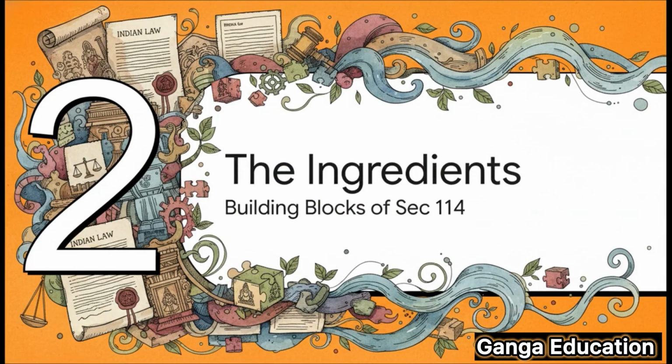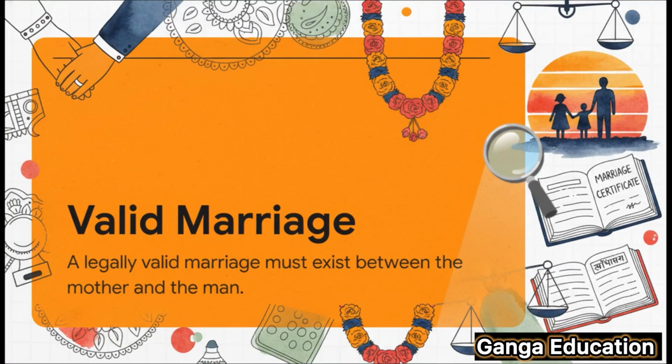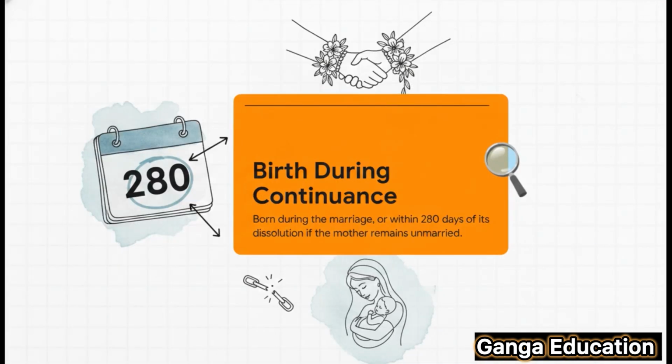So, now that we've got the basic idea, let's take it apart. We're going to deconstruct this section into its essential ingredients to see exactly how it's built. First up, and this is the most important starting point, is a valid marriage. इसका मतलब है कि at the time the child could have been conceived, there must be a legally recognized marriage between the mother and the man. If there's no valid marriage, this whole section just doesn't apply. Simple as that.